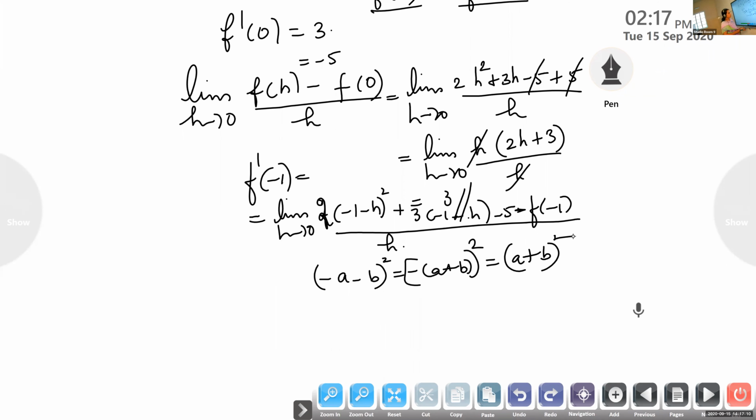Ma'am, in that equation, it should be minus 1 plus h, right? I also have the same doubt. Yes, yes, it is minus 1 plus h. It will not be minus h, it is minus 1 plus h by h.